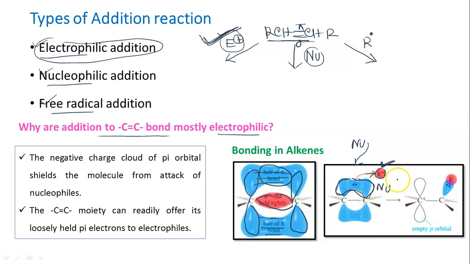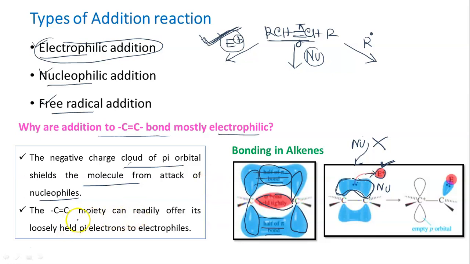So basically that is the actual reason why electrophilic addition is mostly observed in case of CC multiple bond. It is not nucleophilic addition. The negative charge cloud of the pi orbital shields the molecule from attack of nucleophile. So there will be electron-electron repulsion, because our pi bond is loosely held, and the nucleophile that we are adding is also electron rich.